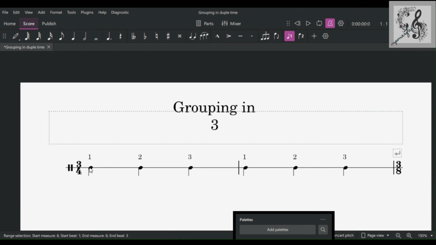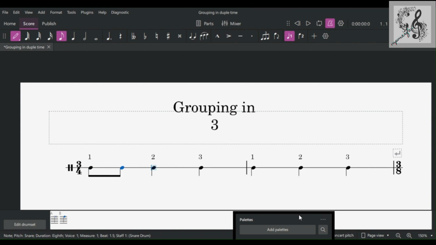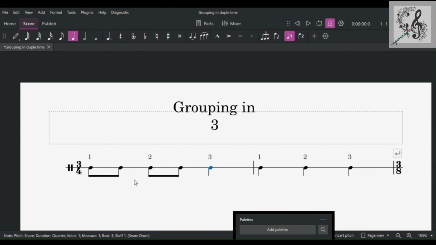So should I choose to subdivide that? 1, 2, 3. You'll notice there's no beaming across the counts. You separate the counts the same way. You keep them in their group. Later on when I do compound time, I'll show you why the grouping in 3/4 is so important.